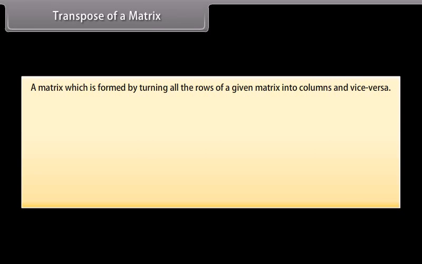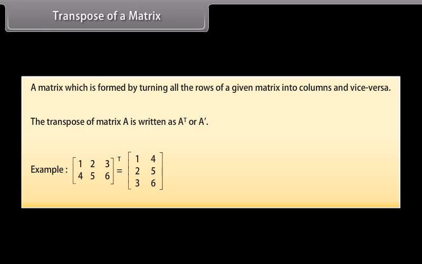Transpose of a matrix. A matrix which is formed by turning all the rows of a given matrix into columns and vice versa is called the transpose. The transpose of matrix A can be written as A dash. For example, the transpose of the matrix with first row 1, 2, 3 and second row 4, 5, 6 is the matrix with first row 1, 4, second row 2, 5, third row 3, 6.